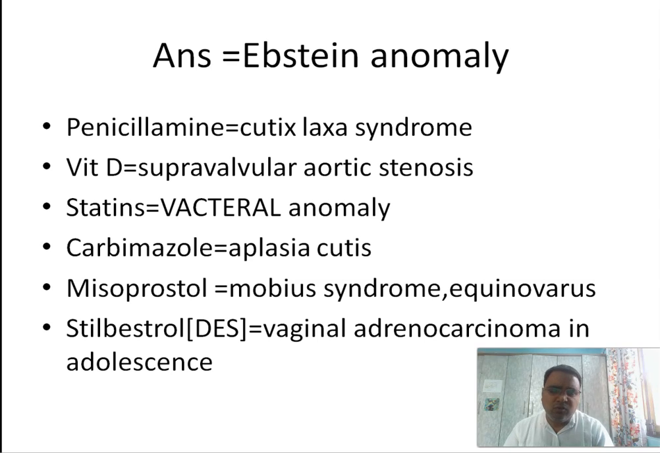These are the things which they most commonly ask. We have to know: lithium, Ebstein anomaly. Penicillamine, cutis laxa syndrome. Vitamin D, supravalvular aortic stenosis. Statins, associated with vertebral anomaly. Carbimazole, associated with aplasia cutis. Misoprostol, Mobius syndrome and equinovarus deformity. Similarly, stilbestrol, you can get vaginal adenocarcinoma. These are the things we have to remember.